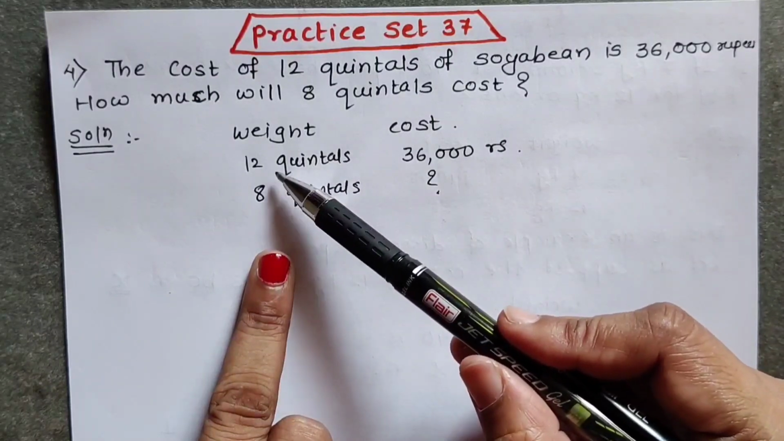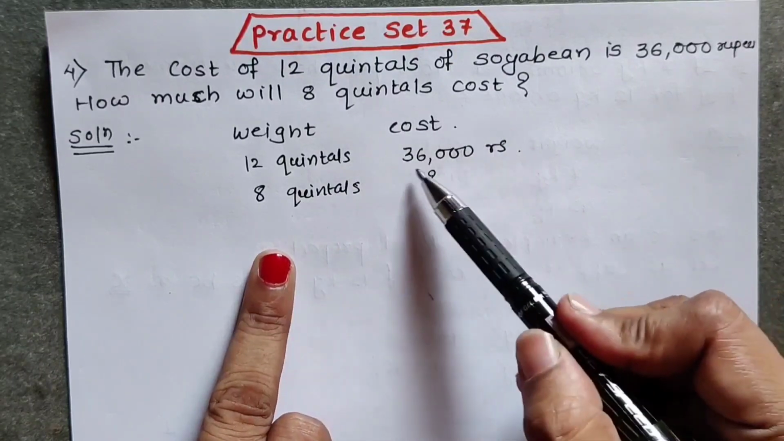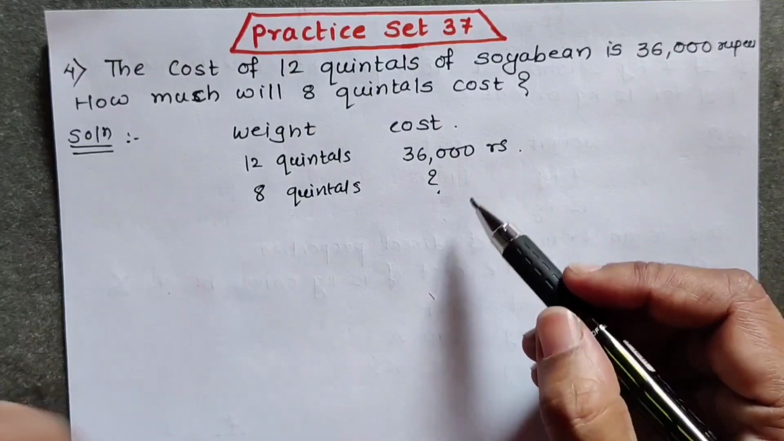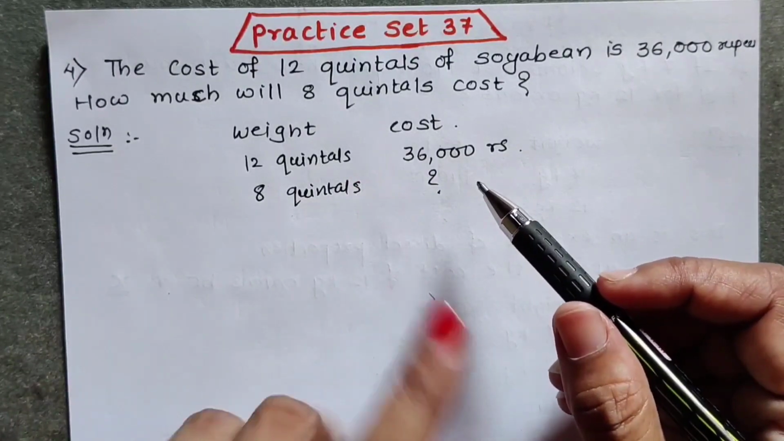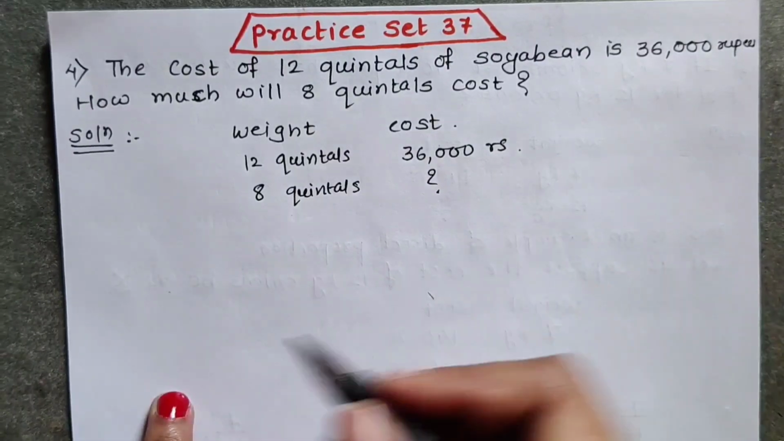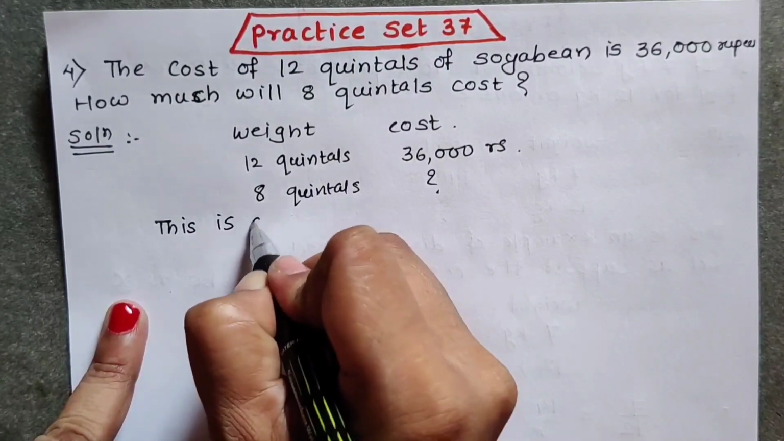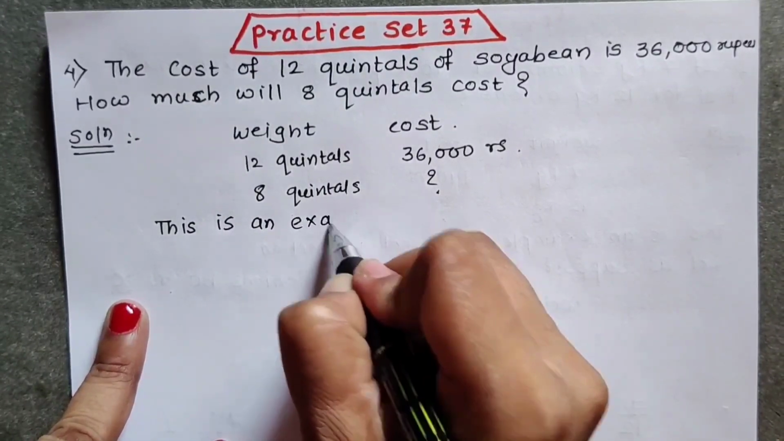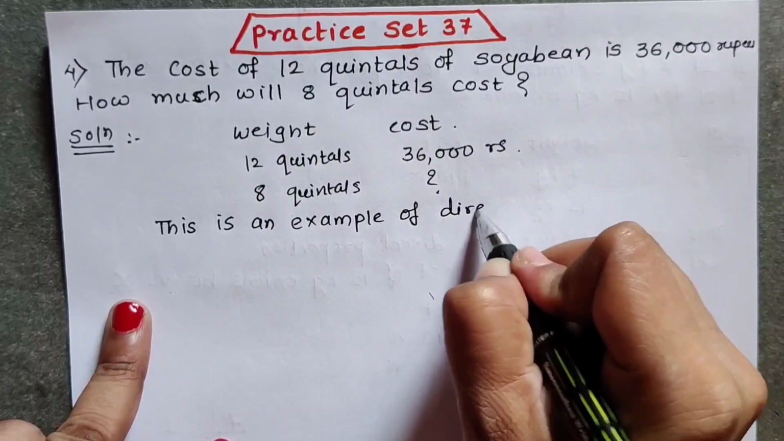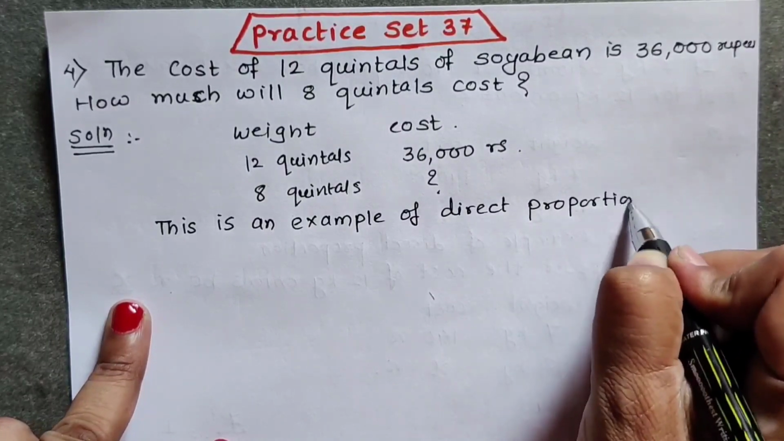Correct? When the weight is 12 quintal, cost is 36,000. So when the weight is 8 quintal, cost will be less than 36,000. Cost will get decreasing. That means both the quantities are decreasing at the same time. When both the quantities are decreasing at the same time, again this is an example of direct proportion. Again we will be writing.